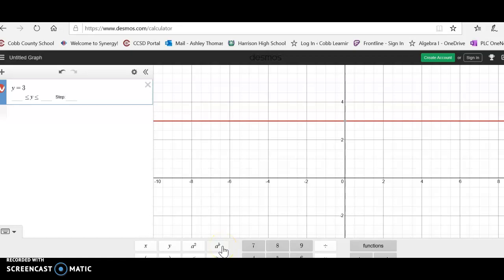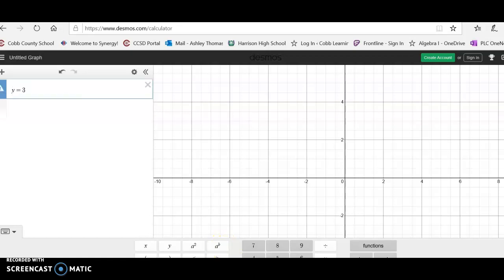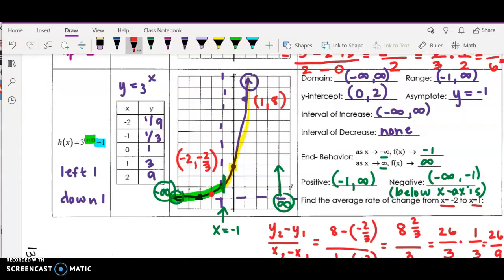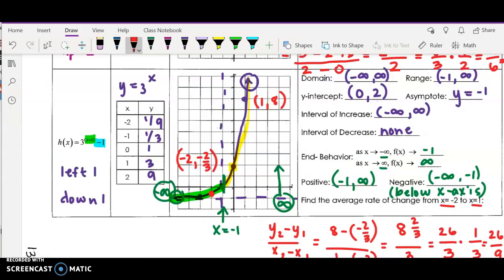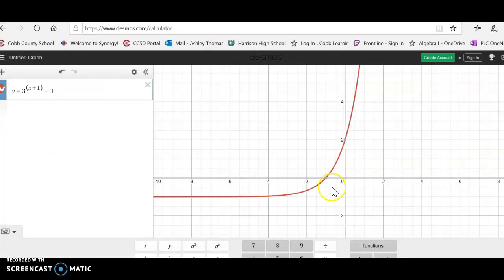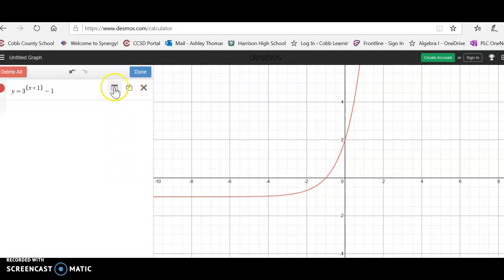Our function was y equals 3 to the x minus 1, or I think it was x plus 1 minus 1. Let's double check that. Y equals 3 to the x plus 1 minus 1. Plus 1 minus 1. There we go. So I can see my function on my graph here.